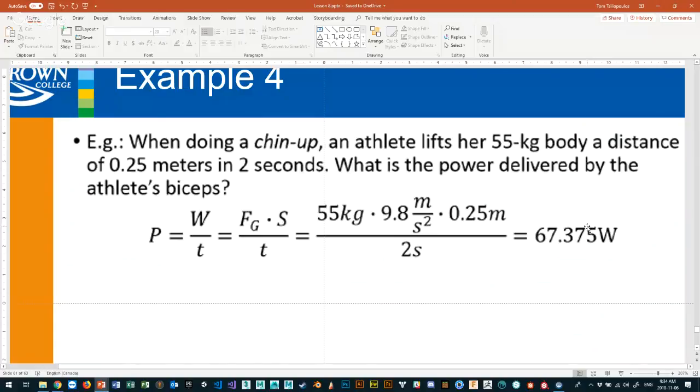It's kind of weird that the athlete is actually projecting some kind of energy this way, but that's what's happening. And by the way, where is this energy going? Heat, right? Because the athlete is going to get hot. The athlete is generating energy.